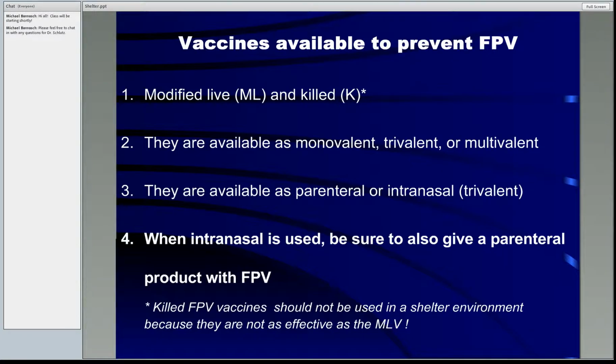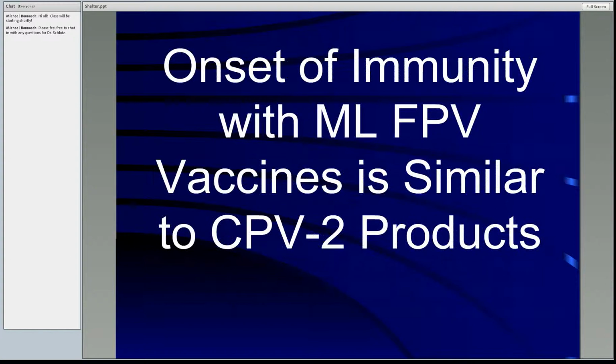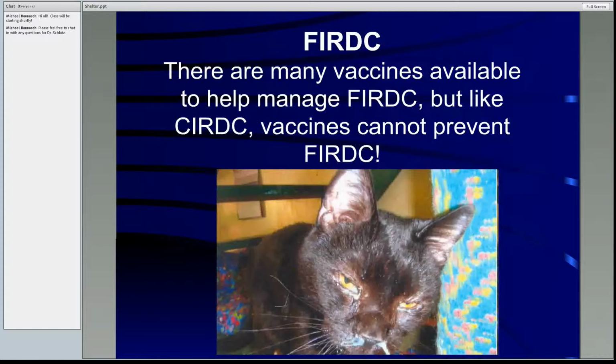So that's what that slide says, and that's what that slide says as well, so I won't say that again. I'm always a few slides ahead of myself. Onset of immunity with panleukopenia, I've already mentioned, is the same as with canine parvovirus because they are so similar, 3 to 4 days.